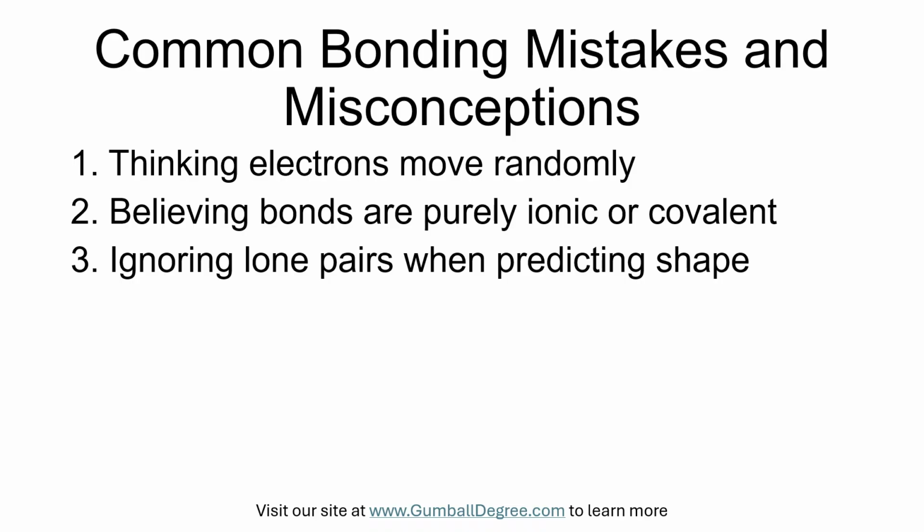Students also often ignore lone pairs when predicting molecule shape, and the easy tip is to count both bonding pairs and lone pairs to see how they push atoms into the right geometry.